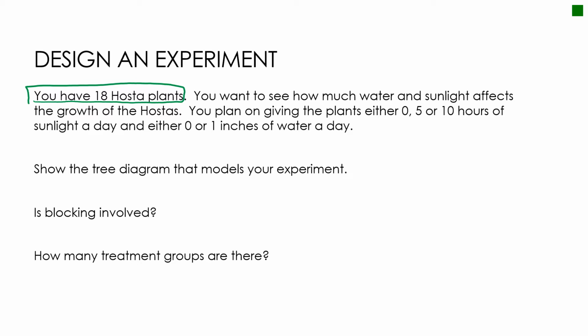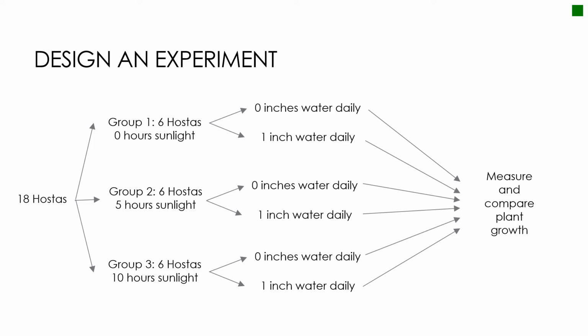How many treatment groups are there? Well, I know that plants either have 0, 5, or 10 hours of sunlight, so that's 3 levels of that factor. And either 0 or 1 inches of water, so 2 levels of that factor. So 3 times 2 would be 6 total treatment groups, which means at the end of my experiment, I should have 6 different treatment groups and then compare those results. Here's what that might look like.